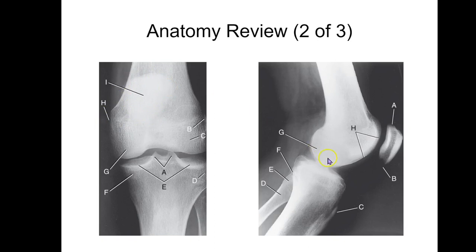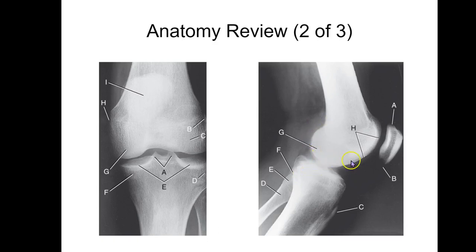And then if we look at the lateral, A, remember, is the base of the patella. B is the apex of the patella. C is the tibial tuberosity. D is the neck of the fibula. E is the head of the fibula. F is the apex of the fibula.